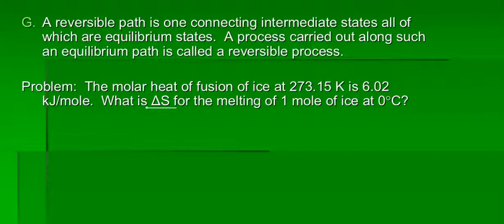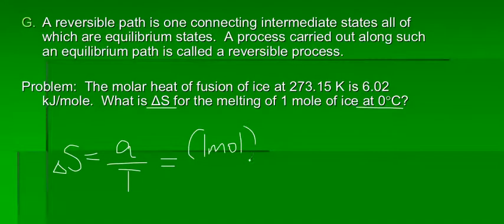What is delta S for the melting of 1 mole of ice? In a reversible process, delta S is Q over T. This is a reversible process because it's the melting of ice at 0 degrees Celsius. I can reverse that change by freezing at 0 degrees Celsius. So Q over T for delta S, we have 1 mole of ice.